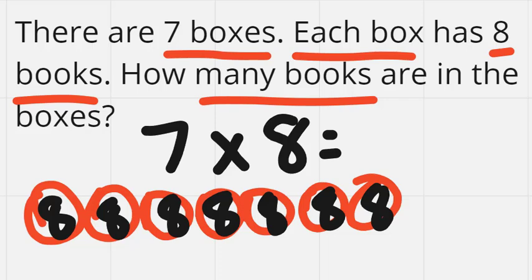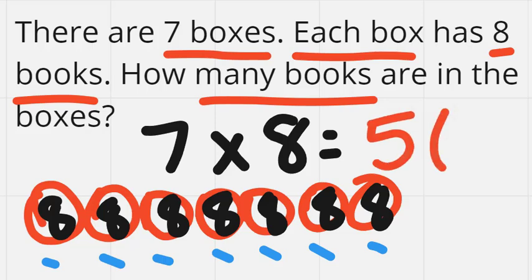Sometimes drawing a picture helps you visualize the information. I'm going to count by 8s. I'm going to use the chant 8, 16, 24, yes, 32, 40, 48, don't guess, 56. 7 times 8 equals 56. There are 56 books in the boxes. Well done. Be sure to check your work.